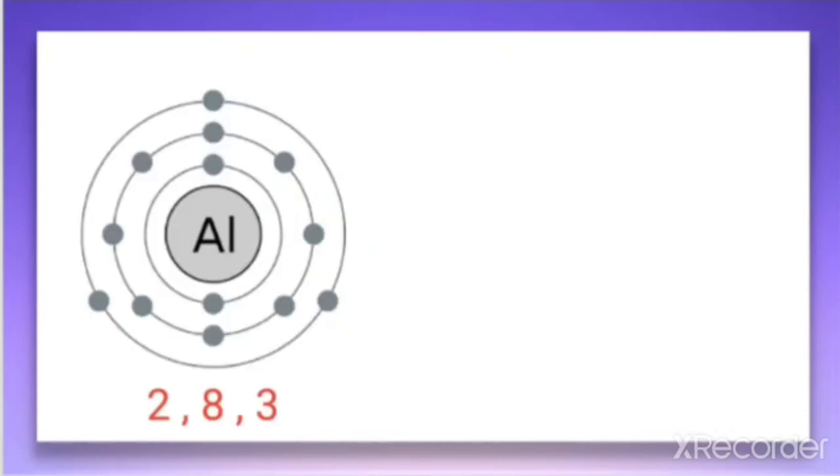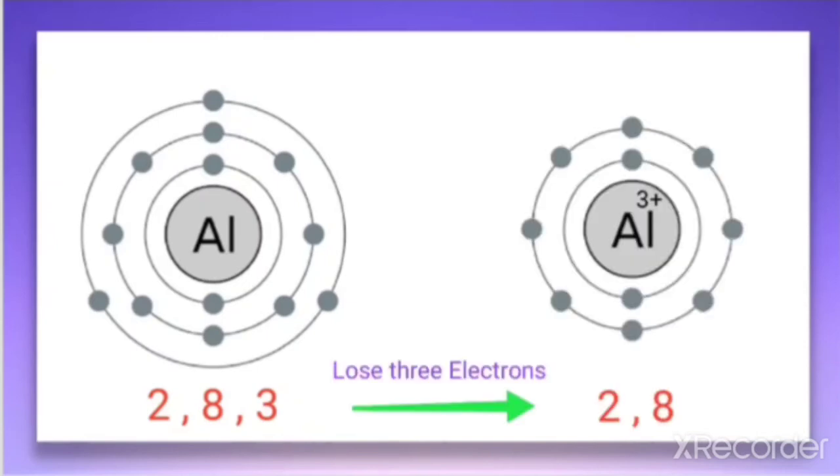Aluminium, the configuration is 2 8 3. Here 3 electrons are there in the outermost shell. You can see here 3 electrons are there. So in order to be stable, how many electrons are required? Already 3 are there, so 5 electrons are required. So does it gain the 5 electrons? No. Instead of gaining the 5 electrons, it loses 3 electrons.